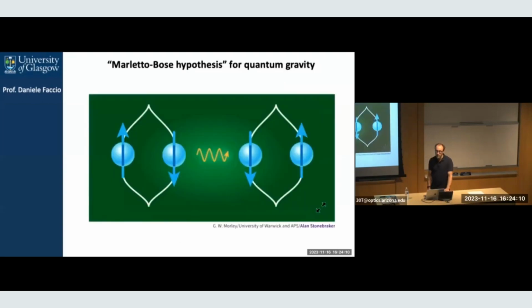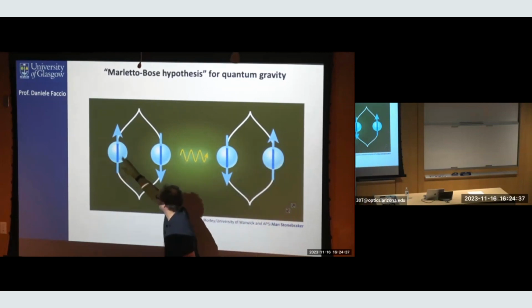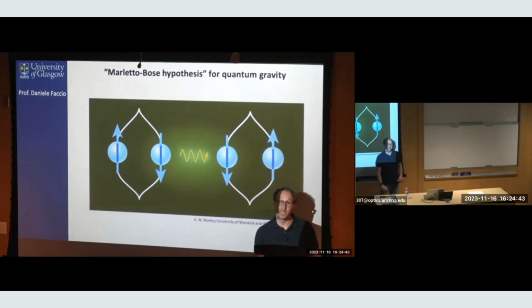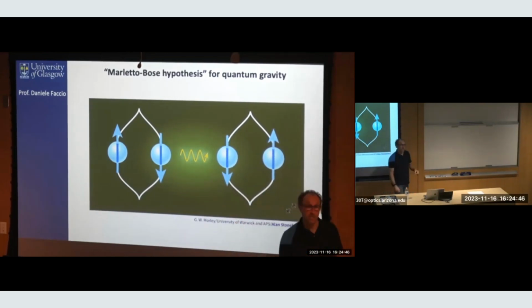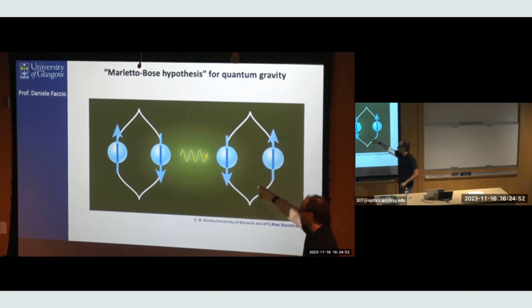Their proposal is quite simple. It's what I call the Marletto-Bose hypothesis, from the first authors of the two papers. You take two particles which are not entangled, so totally separated and separable. You put them in a superposition state, for example a which-path superposition state. And then these two inner particles will have an interaction which is stronger than with the two outer ones, or in the limit, the two external ones won't interact at all. These two will. The important bit is that this interaction has to be mediated only, and by nothing else, than the gravitational field between these two massive particles.